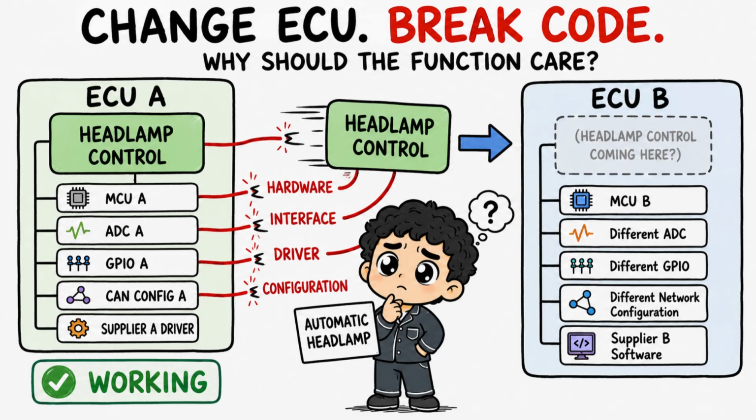The vehicle behavior should stay essentially the same, but ECU B uses another microcontroller, different low-level drivers, another communication configuration, and software from a different supplier. If moving one vehicle function forces you to rewrite large parts of the application, you have discovered one of the problems AUTOSAR was designed to address.